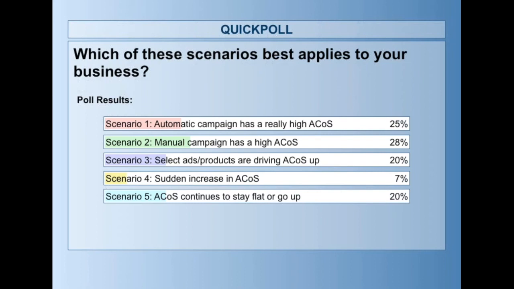And it looks like the next biggest group is the automatic campaigns have a really high ACoS. So both types of campaigns have high ACoS. What do we do, Megan?